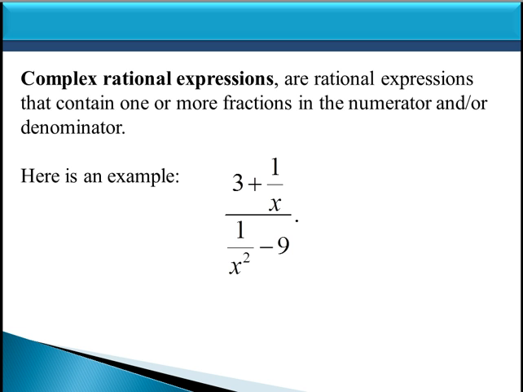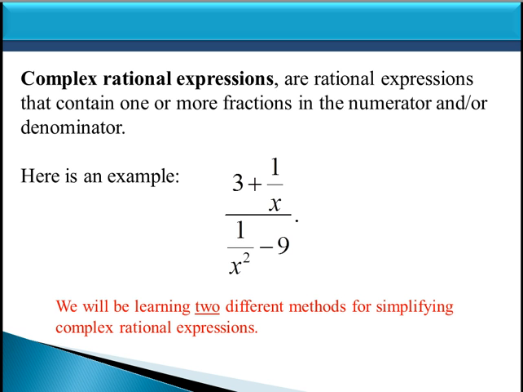So here's an example of a complex rational expression, because notice that it has a fraction in the numerator. Also, it has a fraction in the denominator. We just need one of those fractions to be there for it to be considered complex. And what we want to do is to be able to simplify these complex rational expressions to more simple rational expressions. And in this video, we will be learning two different methods for simplifying complex rational expressions.